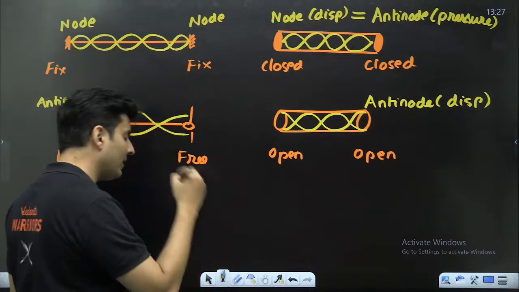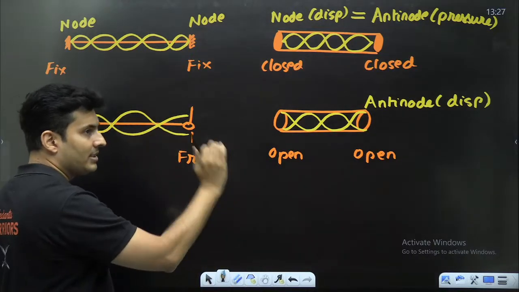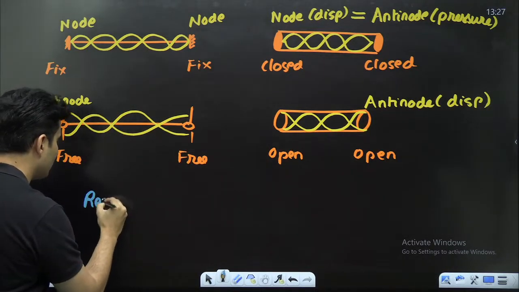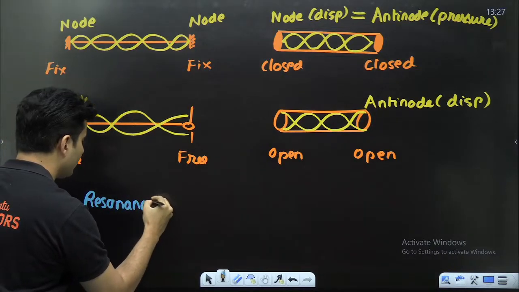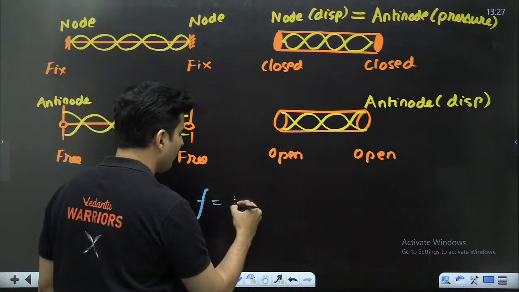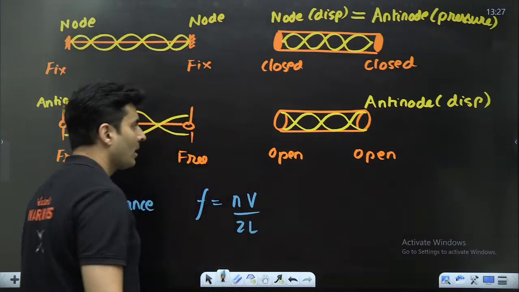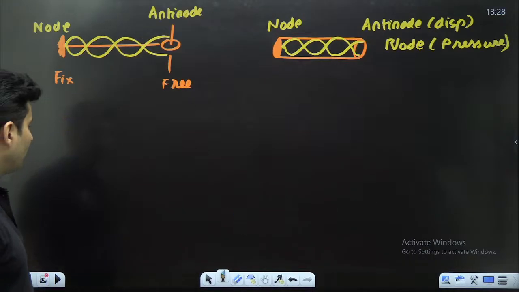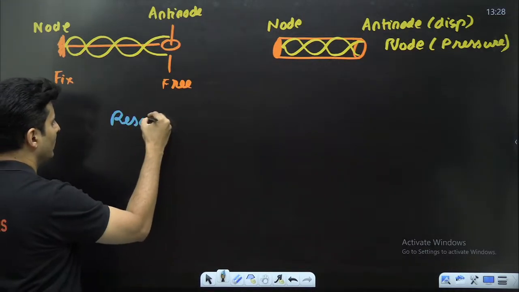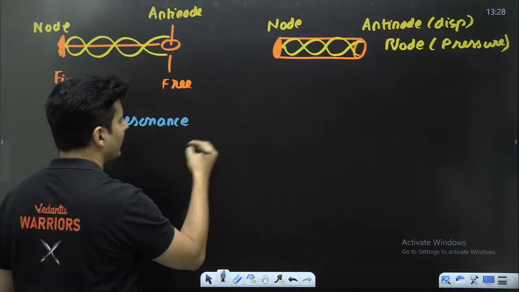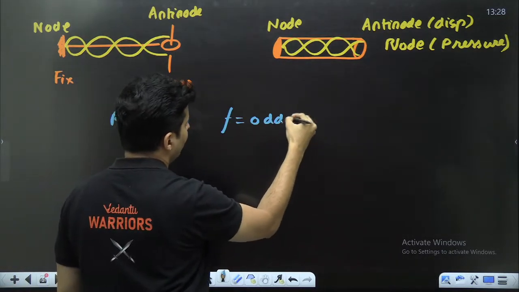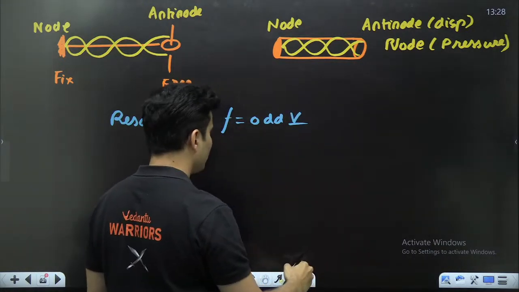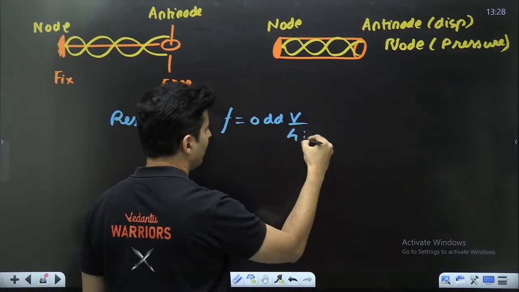Now the frequency for which you get good sustained interference is when resonance occurs. So for resonance to occur, the frequency is given by nV by 2L. nV by 2L, V is the speed of sound, L is the length of the tube or the string. Whereas here, for the resonance to occur, the frequency will be odd times V by 2L. Also bear that in mind. Oh, sorry, not 2L, this is 4L. Odd times V by 4L.